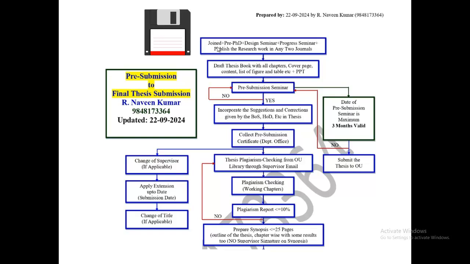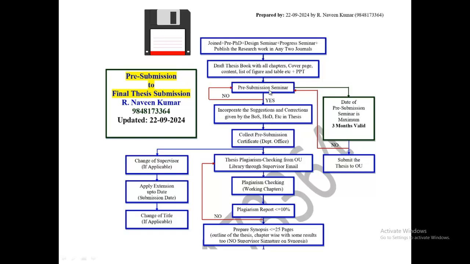If you have completed design and progress seminar, and if you are having any 2 publications for the 2018 batch, you are eligible for applying for the pre-submission seminar. For that, you have to have a draft thesis with all the chapters, cover page, contents, list of figures and list of tables, plus the PPT for the pre-submission seminar you are going to give should be with you.